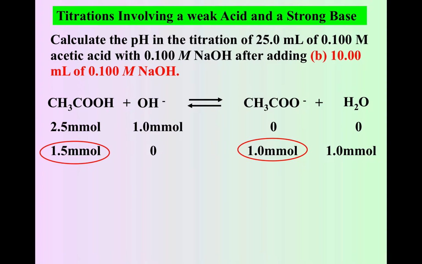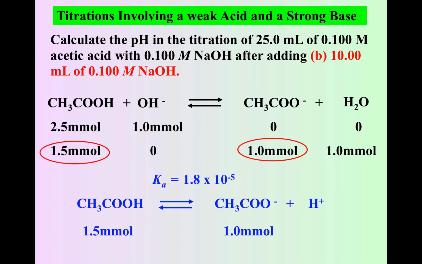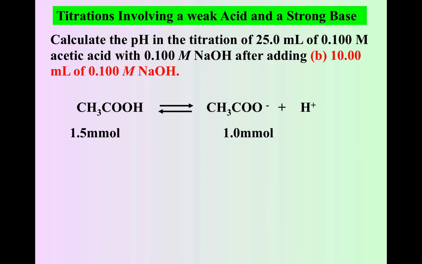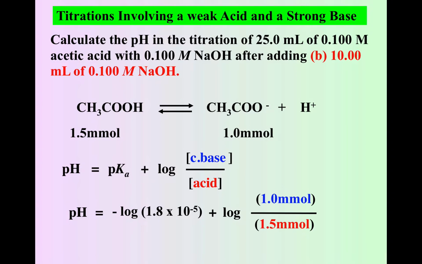That's the easiest. So look at the Ka expression for acetic acid. I've got an acid and its conjugate base. So you can plug directly into the Henderson-Hasselbalch equation: millimoles of acetate divided by millimoles of acetic acid, and the Ka value, and solve for the pH.